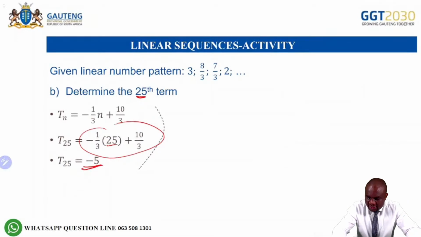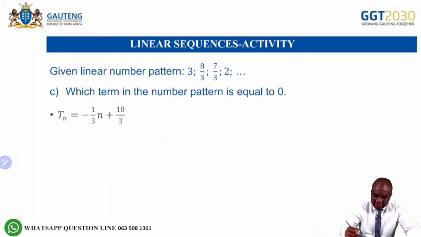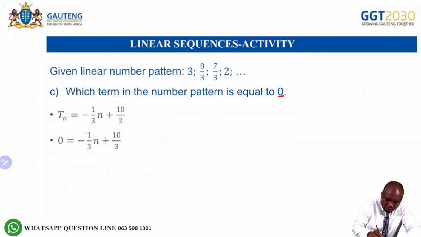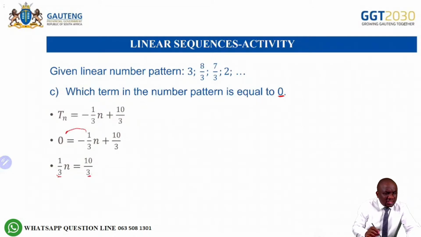Right, welcome back. Let's do the last part, which is C. Which term in the number pattern is equal to 0? So we have our general term, our Tn. So where there's Tn, we put 0 and solve for n. So what we can do, we can even bring this one this side. Transpose becomes 1 over 3n is equal to 10 over 3. Now the denominators are the same. Just take the numerators. 1n is equal to 10.